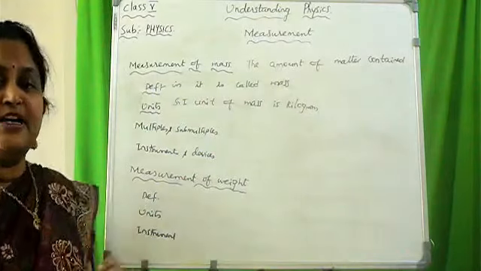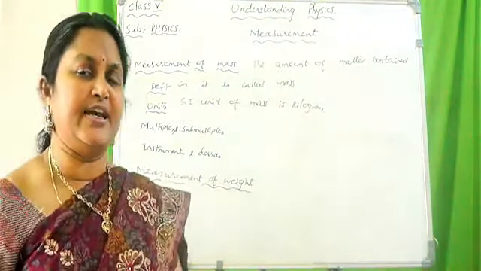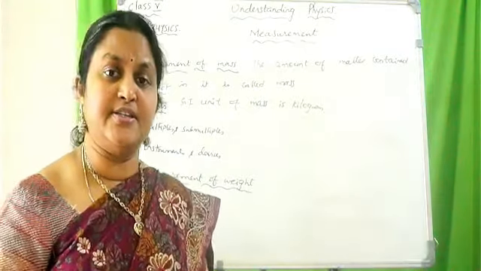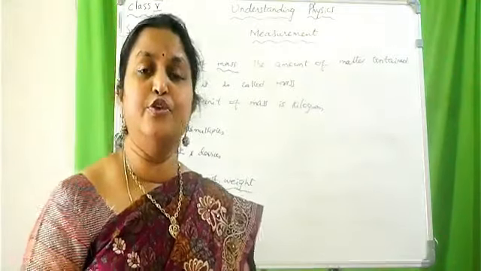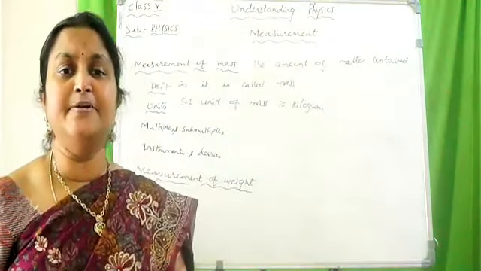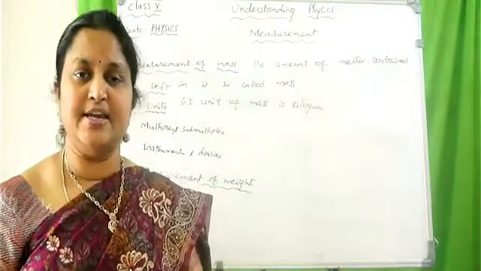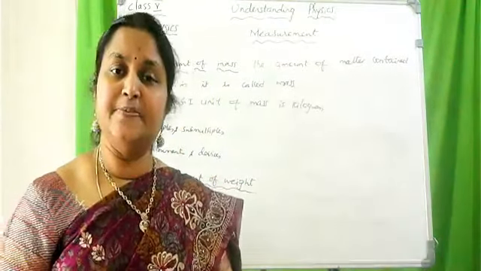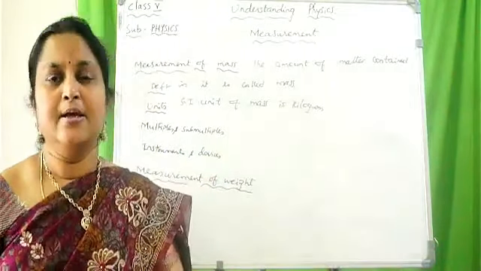Okay, now coming to multiples and submultiples. This also we covered a little bit in our previous class. Now here we are going to discuss some multiples and submultiples of mass. First of all, we should know what is meant by multiple. A multiple means whatever unit is bigger than the kilogram, and submultiples means whatever unit is less than the kilogram.